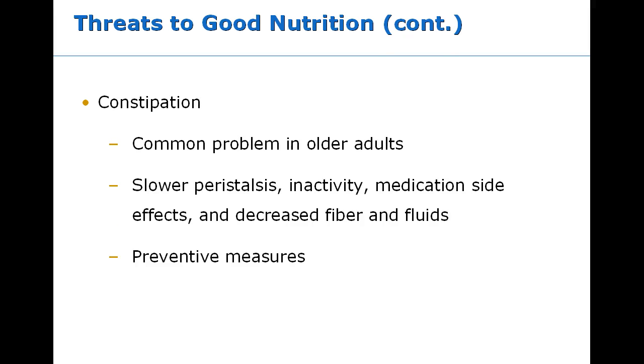What about constipation? It is a common problem in older adults. So make sure we understand that the peristalsis is slowed down. Older adults have inactivity. That's why we want to increase their activity. Sometimes their medications have side effects that cause constipation. And also they have decreased fiber and fluids in their meals. So we need to make sure we increase that. And we just need to focus on preventive measures for this population.